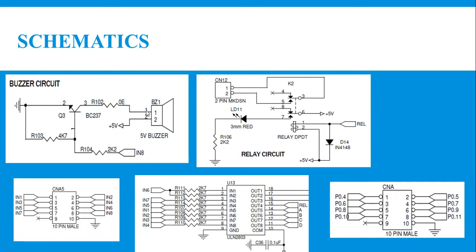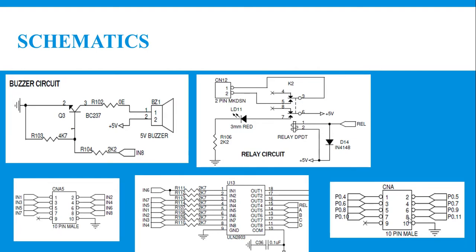If you want to switch on the buzzer, then essentially the IN8 terminal should send logic 1 to the base of the transistor. So you have to identify which pin of the microcontroller the IN8 terminal is connected to. Let's look into that. This buzzer is connected to connector A5. Connector A5 IN8 corresponds to the 8th pin. So you have to look into the corresponding connector A at the microcontroller side.